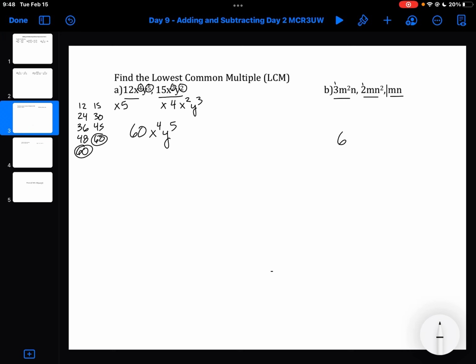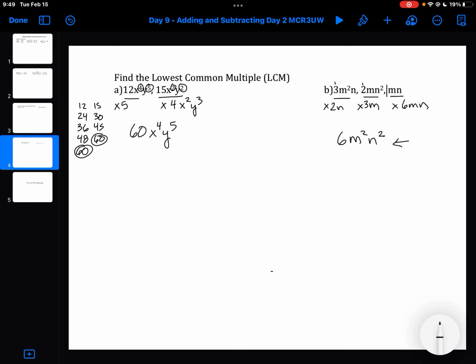The lowest common multiple for the m is going to be the m that has the highest exponent, which is m squared in this case. The lowest common multiple for the n variable is going to be the n that has the highest exponent, which in this case is n squared. So I would get there by multiplying my first one by 2n, my second term by 3m, and the last one I'd multiply by 6mn to get to my lowest common multiple of 6m squared n squared.